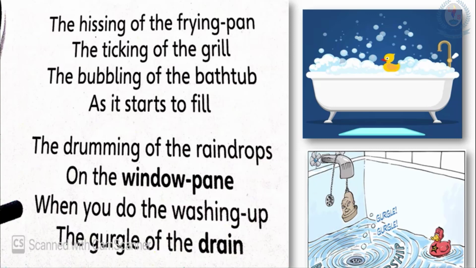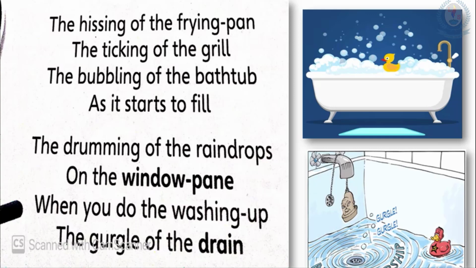The drumming of the raindrops on the window pane. When you do the washing up, the gurgle of the drain. When the raindrops hit off the glass in the window, it makes a sound like drumming. Window pane means the glass in the window. When you do the washing up, the gurgle of the drain. Drain means a pipe usually connected to a sink to take away used water. When the water is moving into the pipe from the sink, it makes a sound.